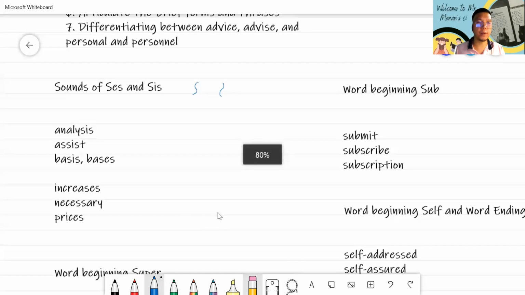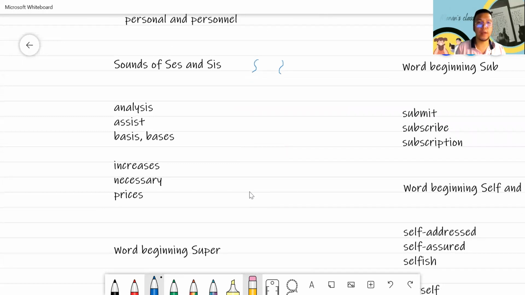Let's have an example. We have the word analysis. We have the n, l, and then sis. So most probably we have used the left s, or the left ses rather. So let's have the word assist. Assist, t for assist. Let me write it again. Assist, t for assist. So that's the time we have used again a left ses blend.